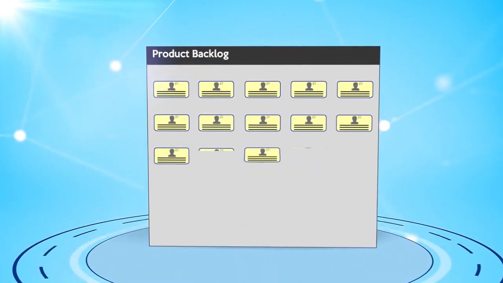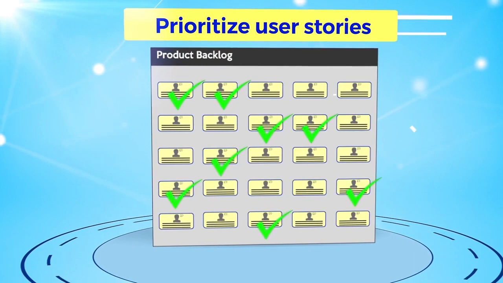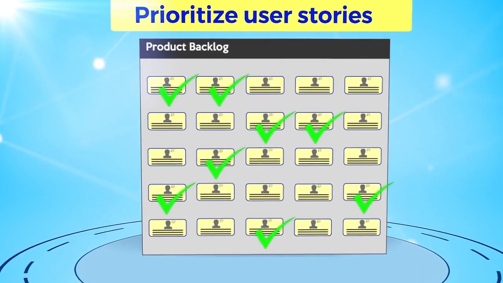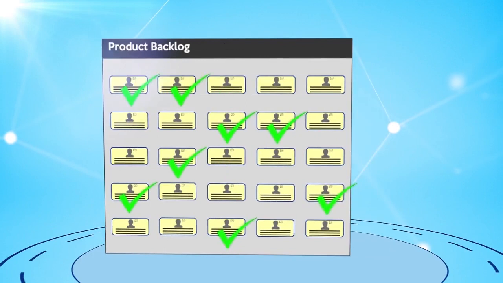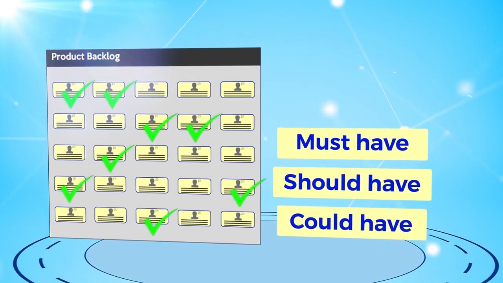In summary, the MoSCoW method is a tool that's used to help a team prioritize user stories. The 4 MoSCoW method categories include must-have, should-have, could-have, and won't-have.